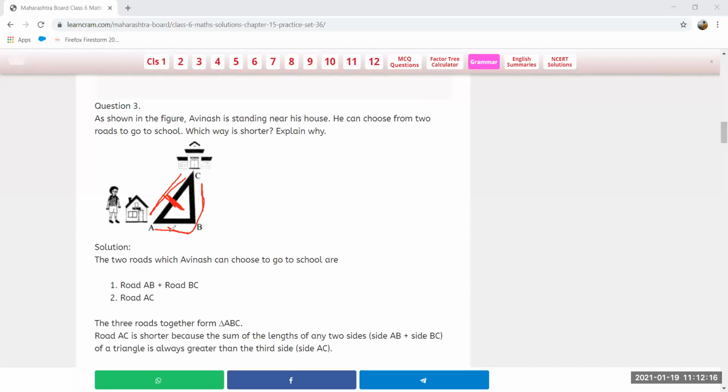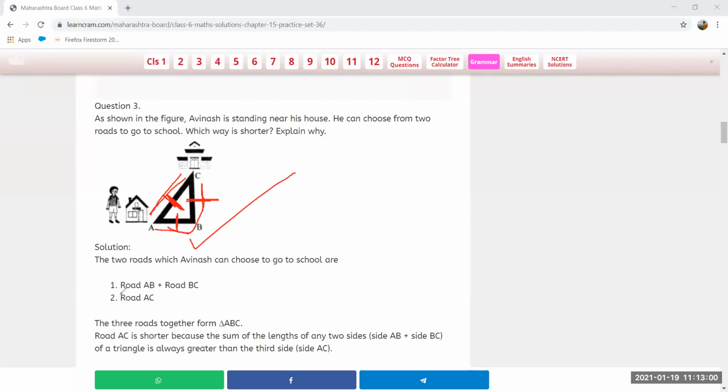Always keep in your mind that the sum of the lengths of two sides, meaning AB plus BC, is always greater than the third side. Therefore, road AC is shorter. So why is road AC shorter? Because the sum of the lengths of two sides, AB plus BC, is always greater than AC. So therefore, road AC is shorter than AB plus BC.